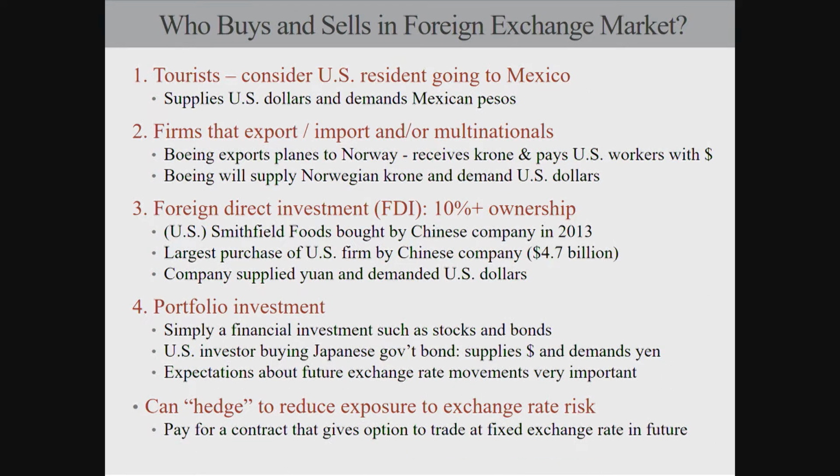So who are the main customers in the foreign exchange market? There are really 4 groups. There are tourists, there are firms that export or import.